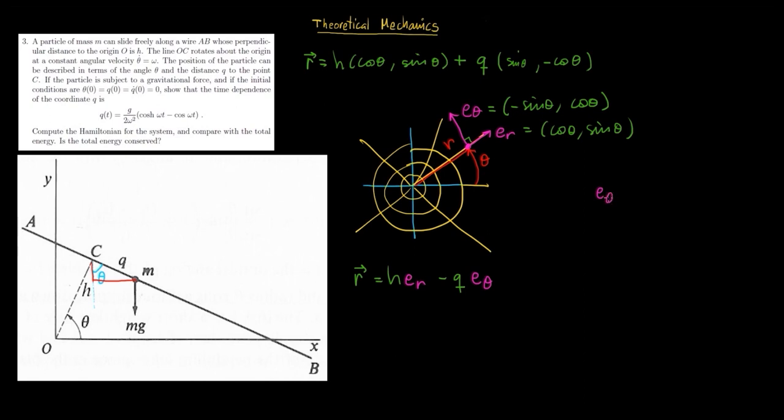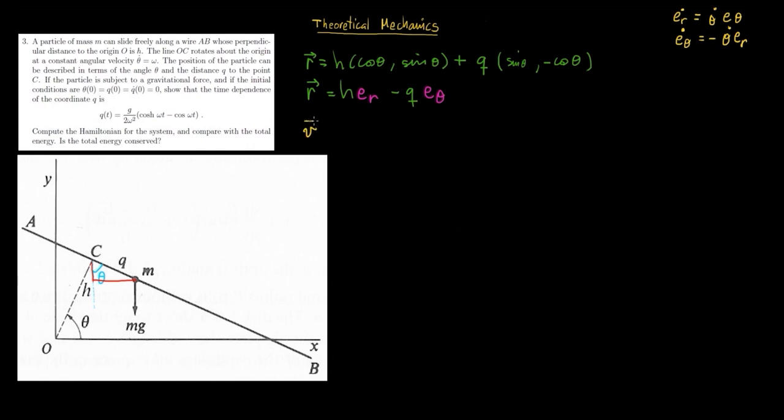On the other hand, taking into account that the derivative of E theta is minus cosine theta, minus sine theta, times theta dot, which equals minus E_r theta dot, and the derivative of E_r is minus sine theta, cosine theta, times theta dot, then E_r dot equals theta dot E theta. Okay, now we're going to calculate the velocity. So we have the derivative of the first term times the second plus the first times the derivative of the second, and the same here.